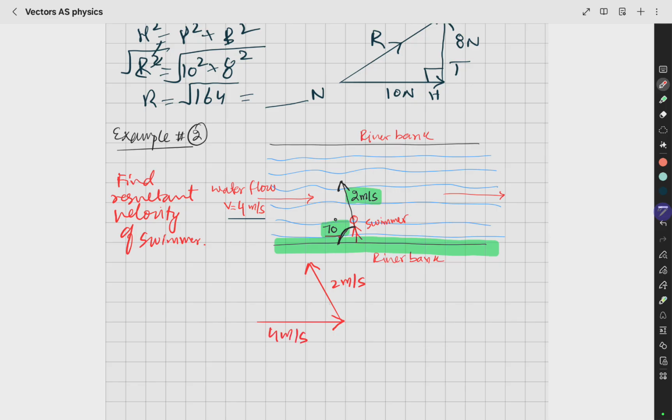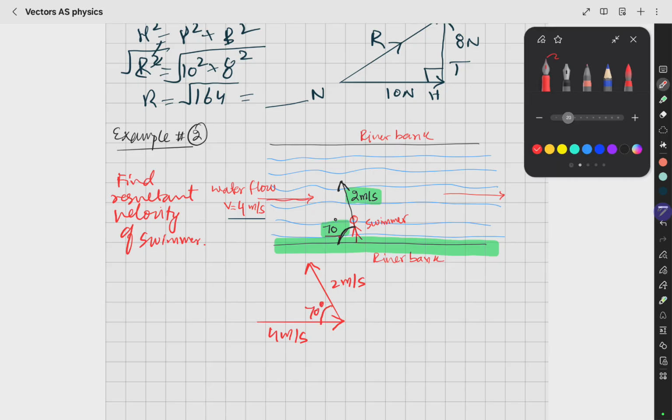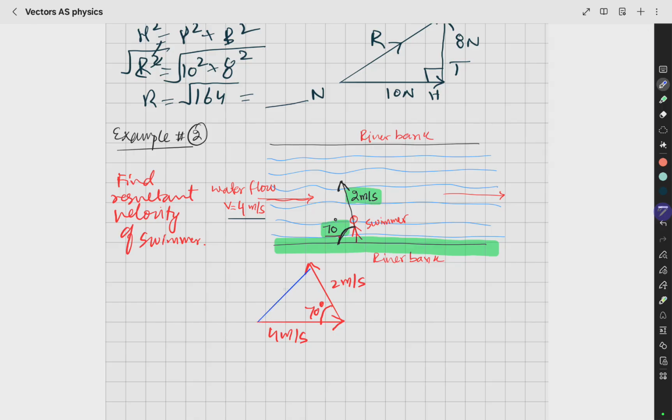And you can see here it's a 70 degree with the horizontal, which is parallel to this water flow. So actually the angle is this, which is 70 degree. And now you have to find the resultant. So the resultant velocity of the swimmer will be in this direction and this will be the angle.